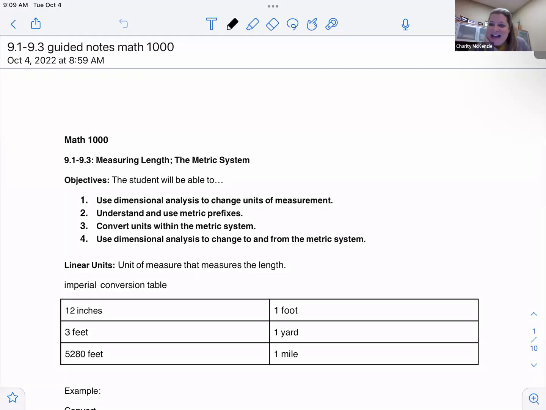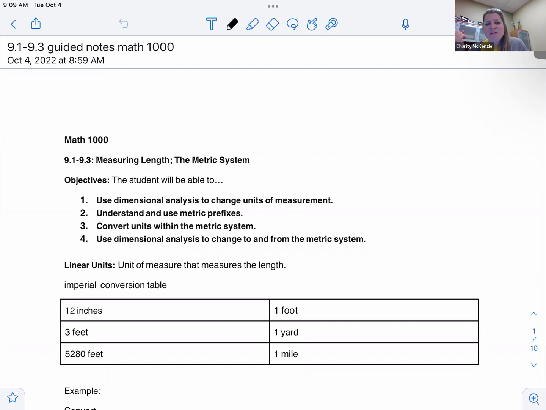All right, for sections 9.1 through 9.3, what we're working on is conversions. How do we convert in the system that we use and in the metric system? And what about if you're doing area? How do you convert units when you're in area? That's what this chapter is about.